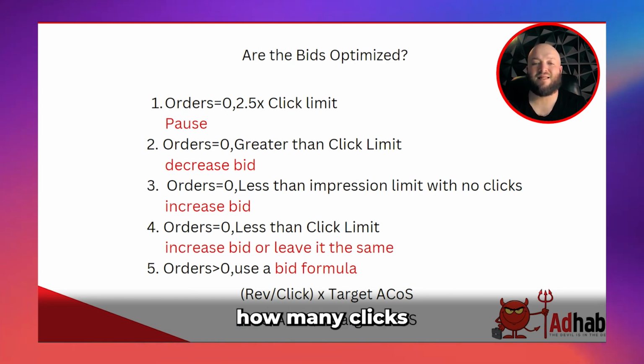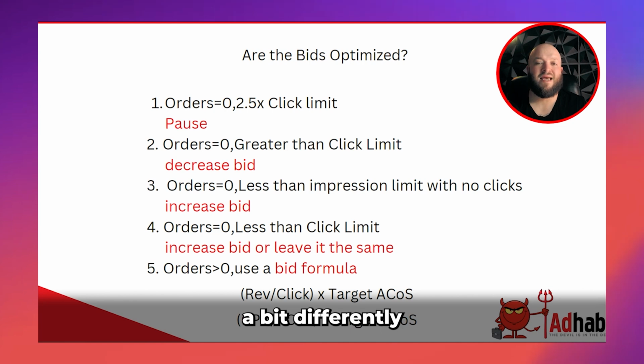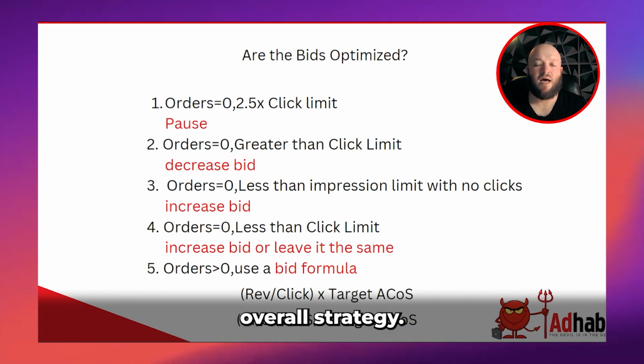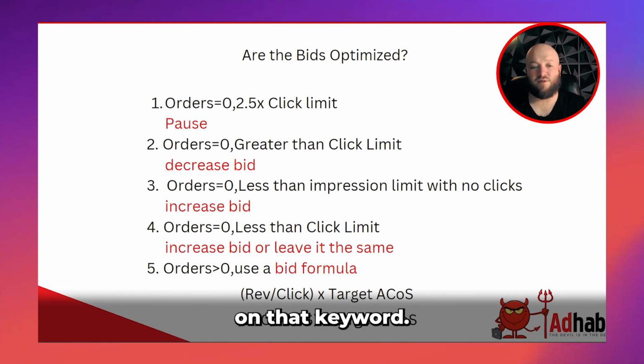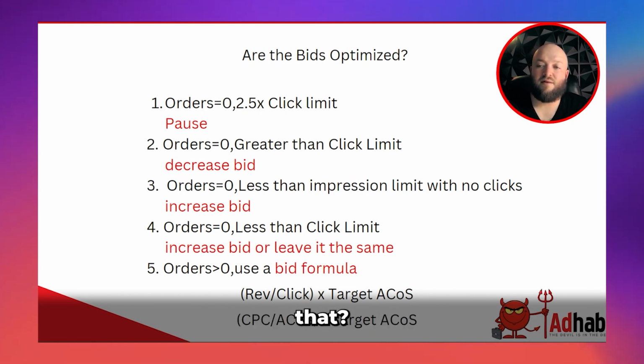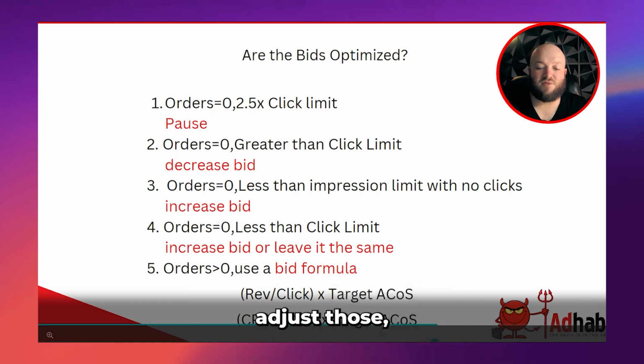So depending on how many clicks I have, I'm going to adjust my bid differently, and depending on my overall strategy. But that's just a generic way to do it. It also depends on how much spend I may have had on that keyword. All right. So how do we do that? Let's start to go back into it and adjust those click limits.